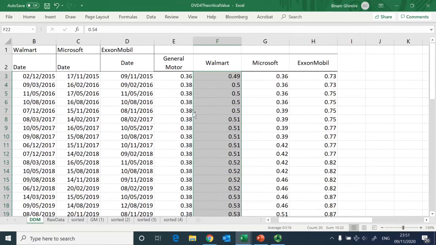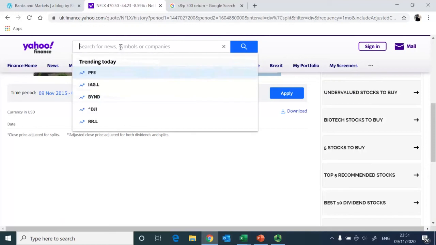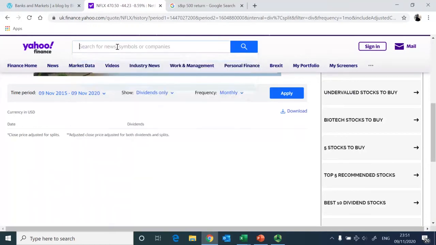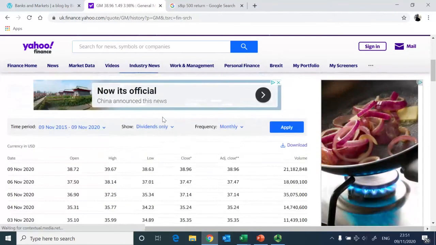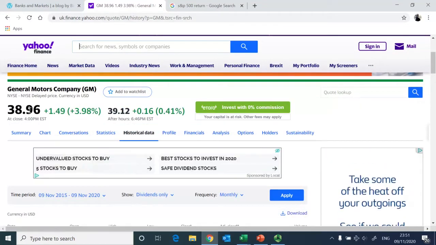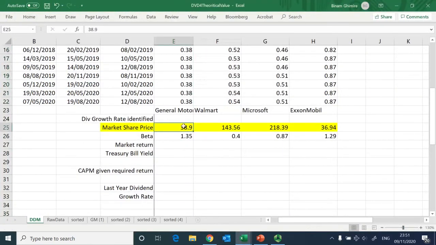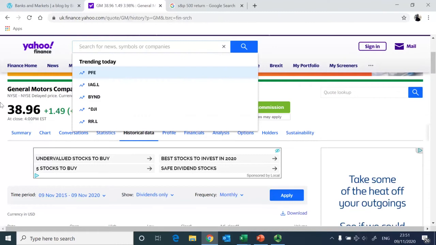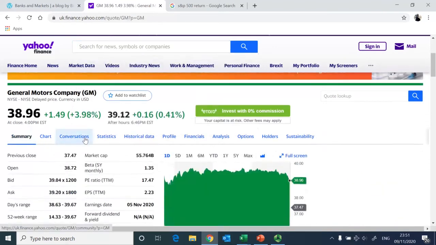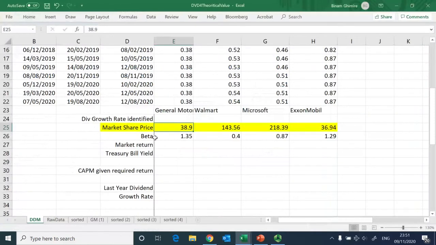If you would like to download the dividends paid by the companies, that's very simple. You just go to Yahoo Finance, type in the name of the company such as GM for General Motors, and then you will be able to see the share price such as $38.96. That's what I have copied here, 38.9, and that's the share price. You can also find out the beta, which is 1.35 for General Motors, and that's the information I have taken.